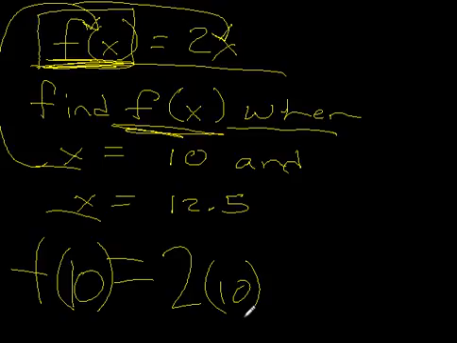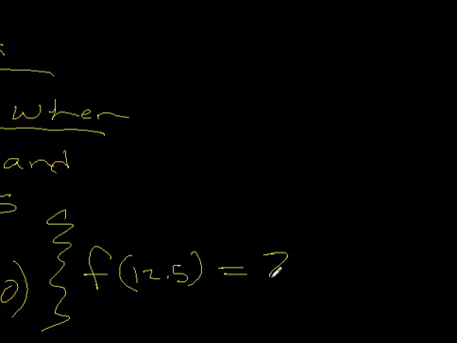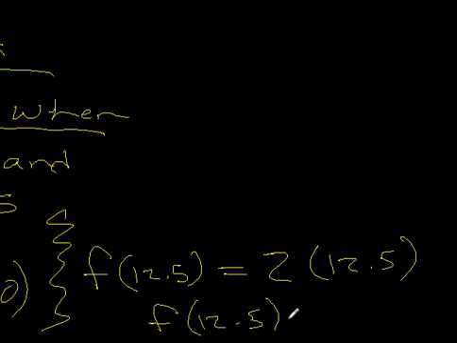25, absolutely. It's 25. So what she said is this, guys. When f of x equals 12.5, well, that equals 2 times 12.5. And that equals f of 12.5 equals 25. Because 2 times 12.5 equals 25. Okay, going down to our last one here.